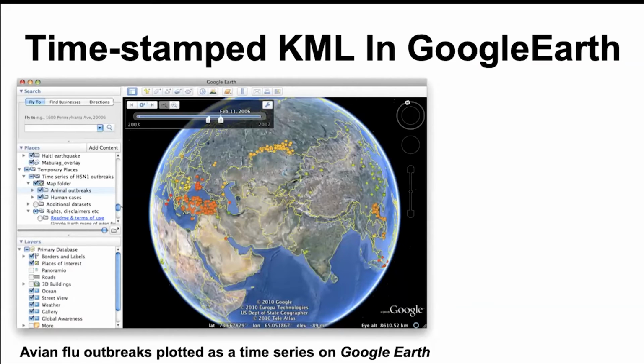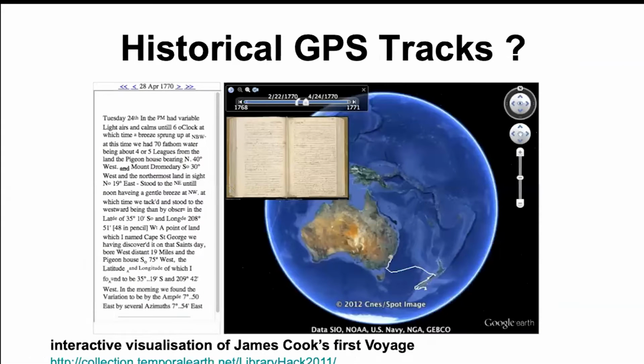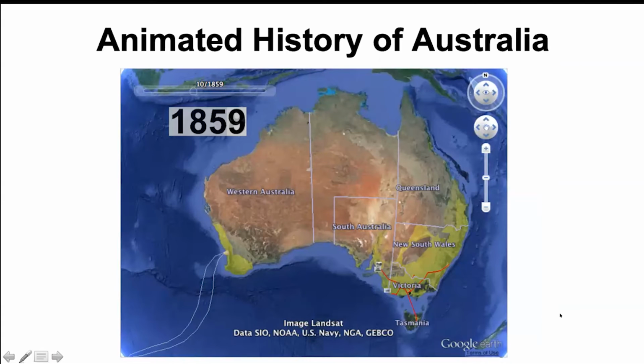Just the sorts of things people do. This is like a flu outbreak from years ago. There don't seem to be that many temporal data sets around, so I set to work creating some. For example, you can code a GPS track in KML, but why make it a modern GPS? Couldn't we have a historical GPS track of James Cook traveling around the world in the 1770s? And so this is combining things together. That actually ended up as a museum exhibit at Canberra Museum and Gallery.